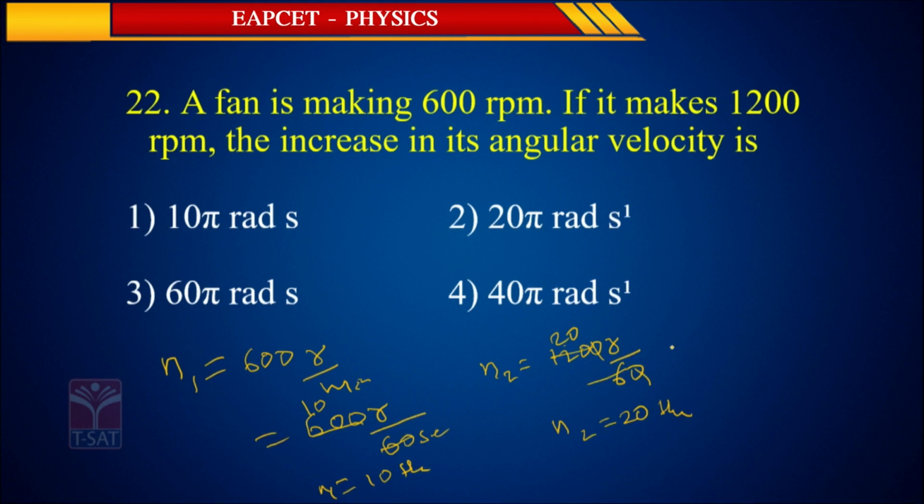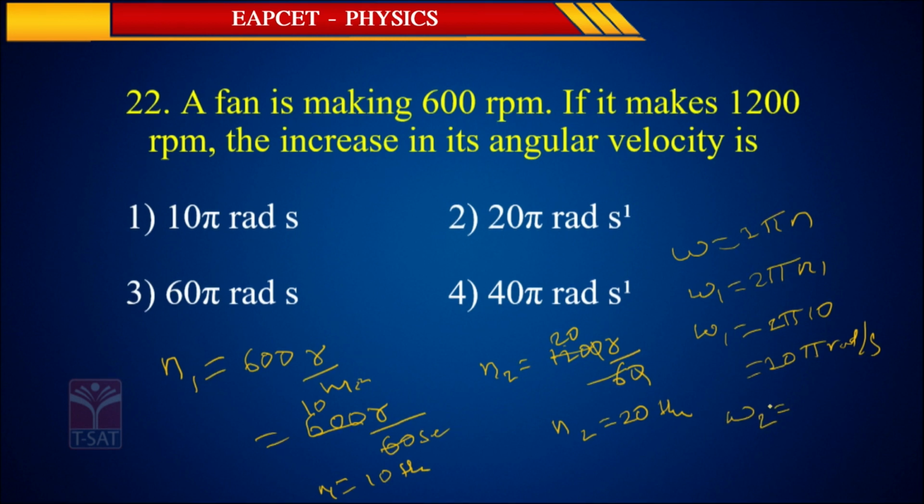You know that N1 is 10 Hz. You know, children, omega is equal to 2 pi n. Yes or no? Therefore omega 1 is equal to 2 pi n1, 2 pi into 10. How much, children? 20 pi radian per second. And omega 2?